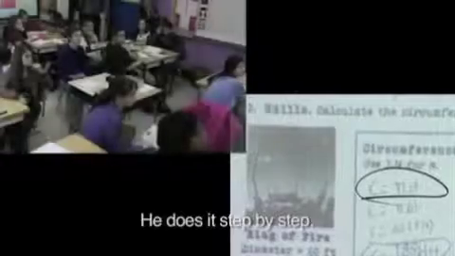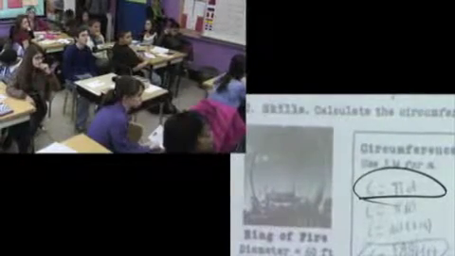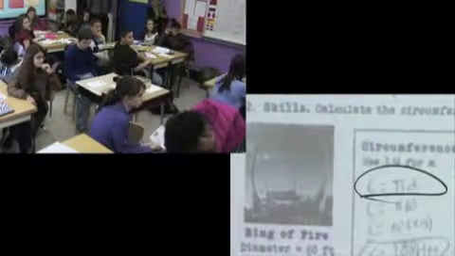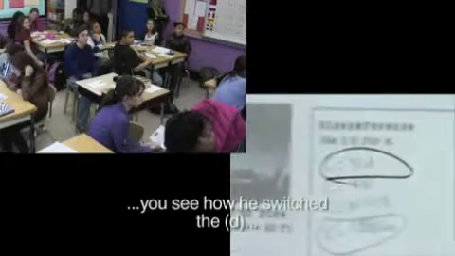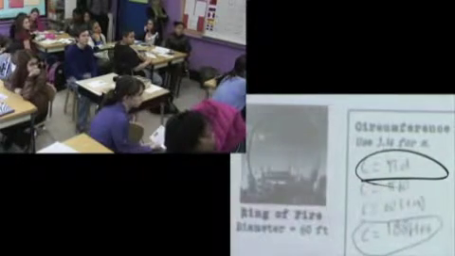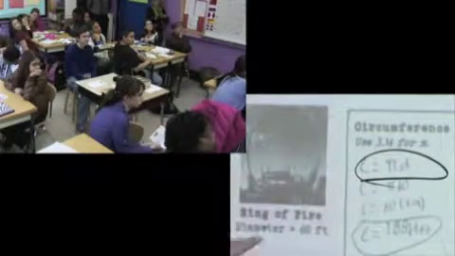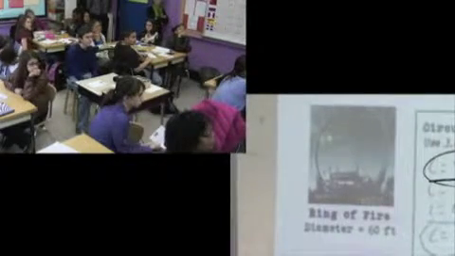K-Win, keep it moving. He does this step by step. What do you mean? For the circumference, you see how he switched the D into the diameter of 60. So that's one step. That step's called substitution. Very good. I like that, K-Win.